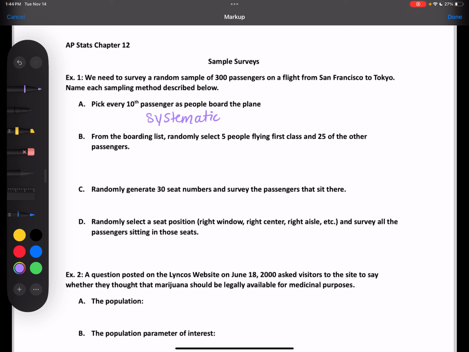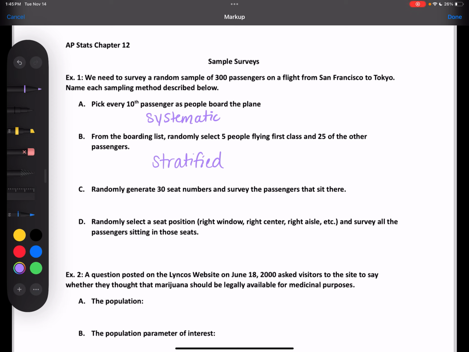This one is in your notes though. From the boarding list, randomly select 5 people flying first class and 25 of the other passengers. Stratified sampling. Why did you say stratified? Because you're separating them from first class to regular. They're broken up into groups already, and then they are pulling people, but it's also proportionately representative. That's why there's 5 in first class and 25 others, because normally there's not as many in first class as there are regular. So you can assume there's probably at least 5 times as many in the other portion.